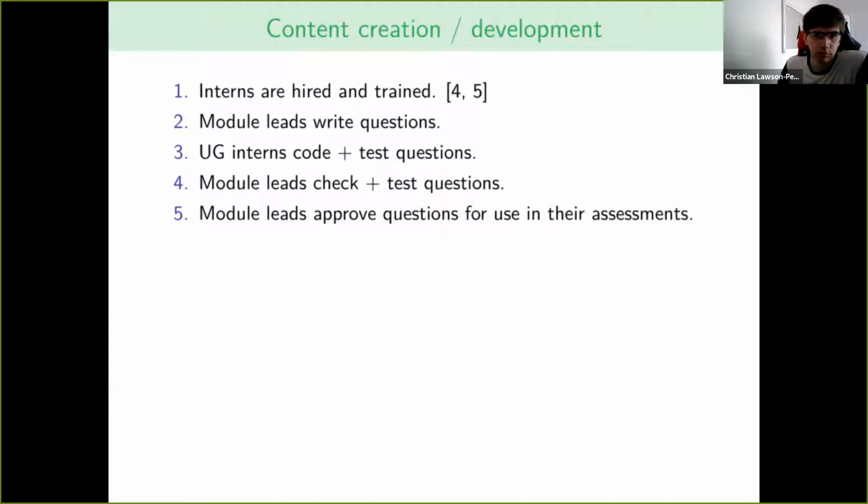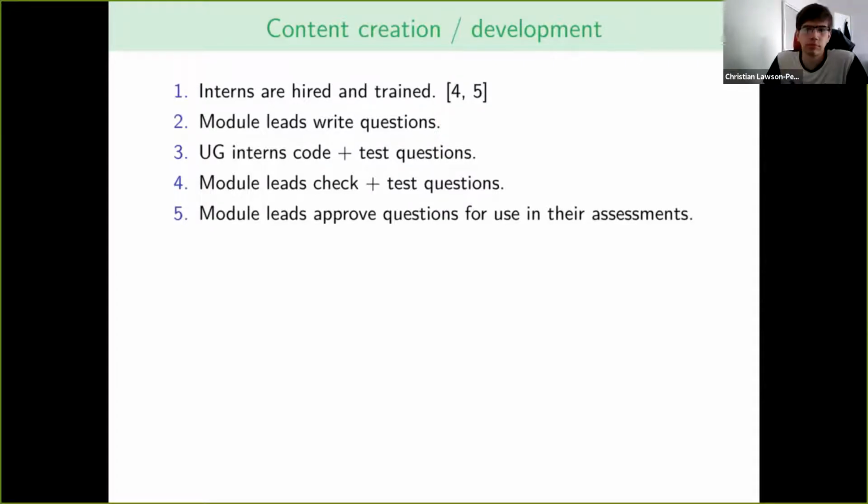Now, module leads, in terms of content development, are given an understanding of the functionality of Mobius, and then they're asked to write questions in LaTeX, typically for the interns to code in Mobius. Sometimes there are exceptions to this, and module leads will request snippets of code that they can use to create questions themselves. This may be standard bits of randomization code to generate random versions of questions, or otherwise.